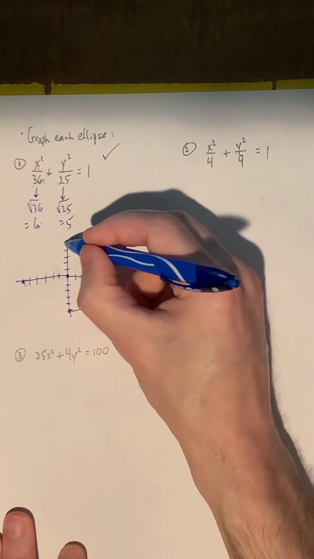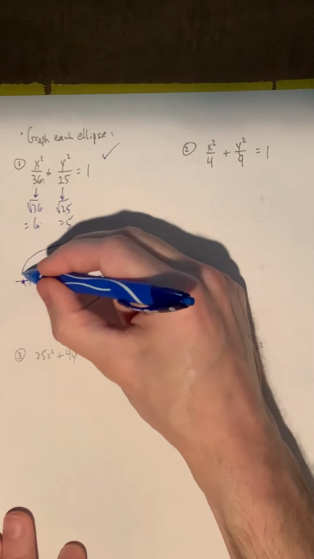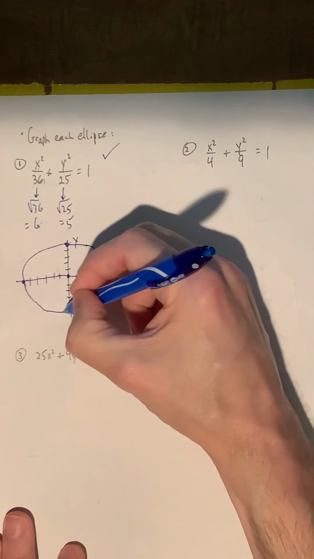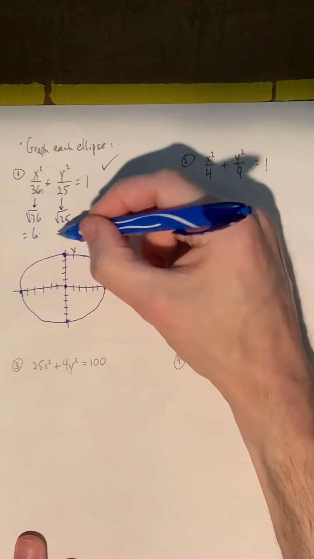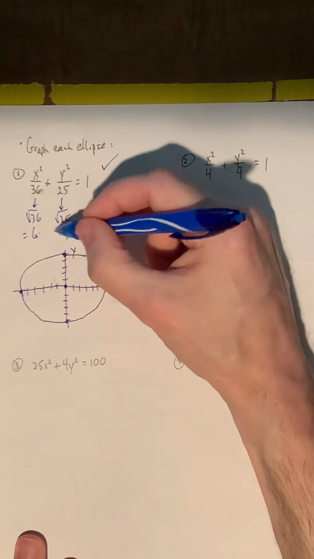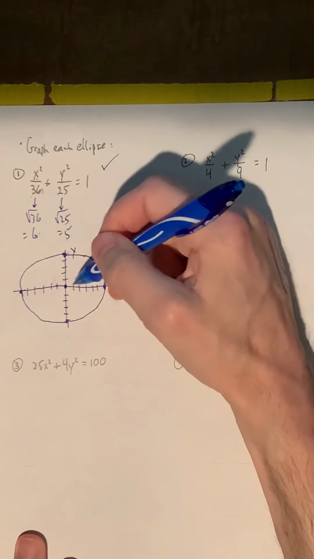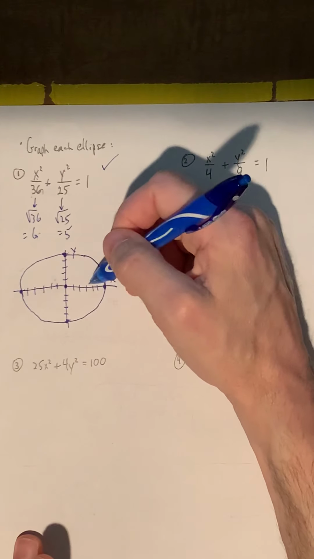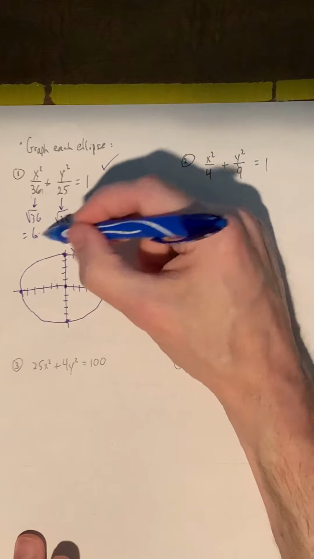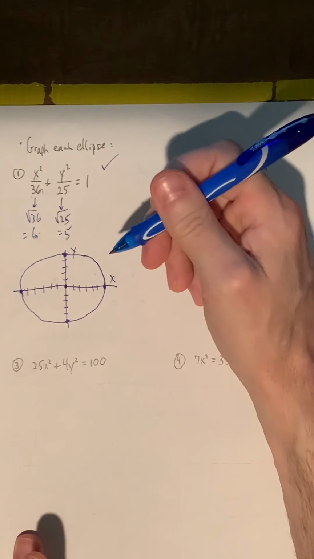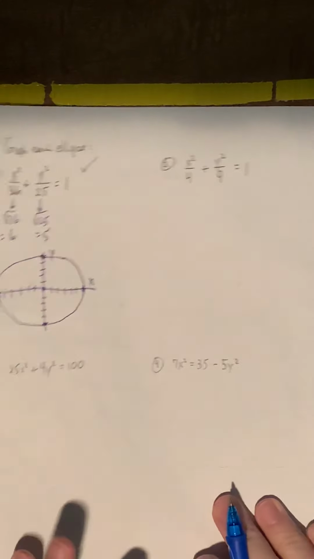Don't worry about how perfect or non-perfect it looks. And there you go. Now 6 and 5 are close numbers, are not far apart. So this might look more like a circle than an ellipse. That's okay. 6 and 5 have a difference of 1. The closer the numbers are, the more it will look like a circle. Okay? All right, number 2.